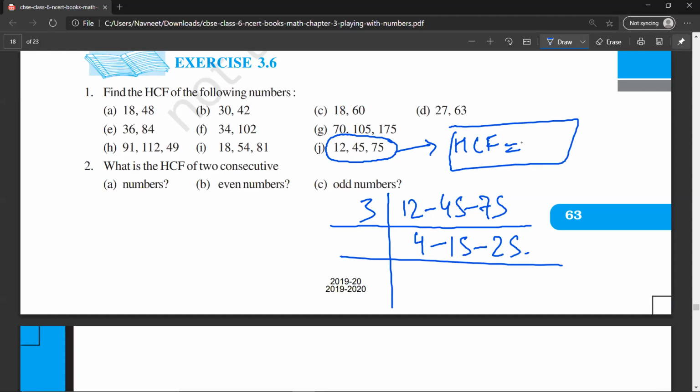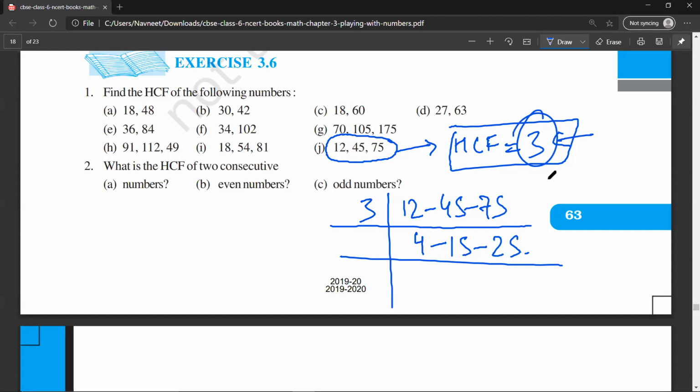What would be the HCF? So 3, because this is the only common factor that we have. Yes, sir. Is there a confusion? So why didn't we do the whole thing?